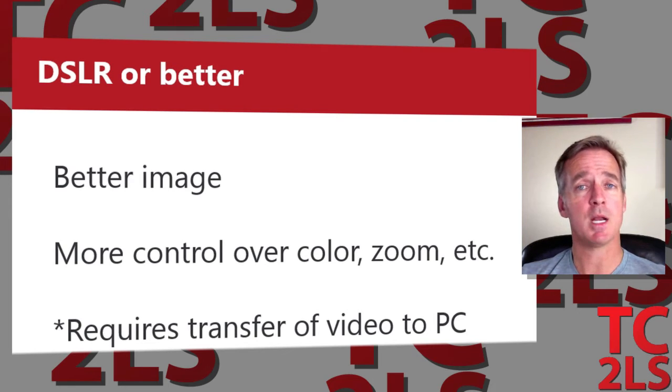A DSLR, on the other hand, is going to be a little bit better image. You're going to spend a lot more money on a digital SLR camera, and then the lenses to go with it, including some lighting and some stuff like that. But you're going to have more control over the color, the zoom, and various features within the image. You're going to get a better quality image.